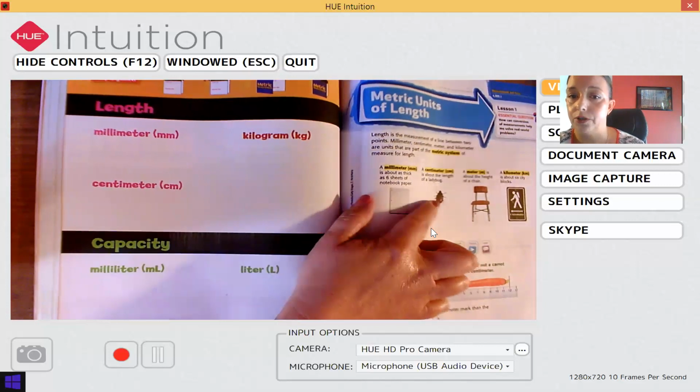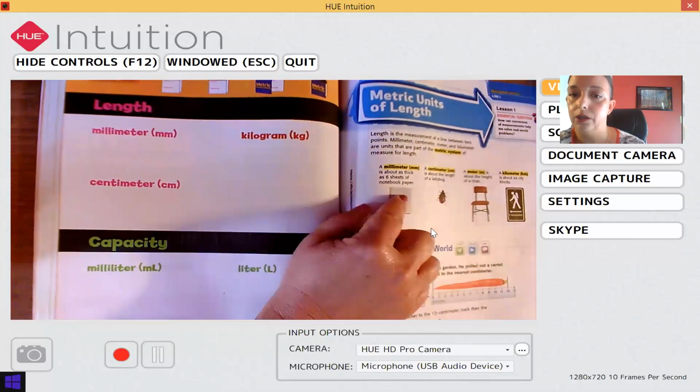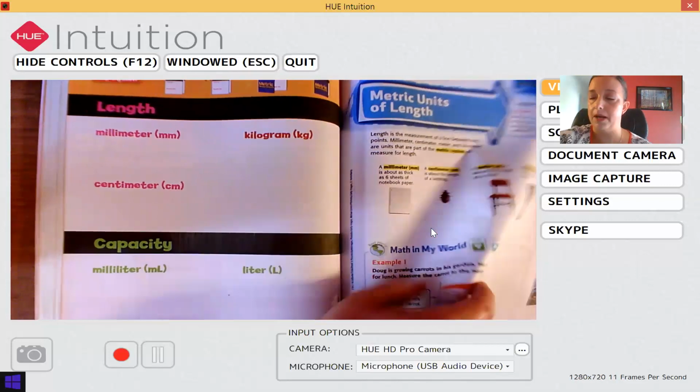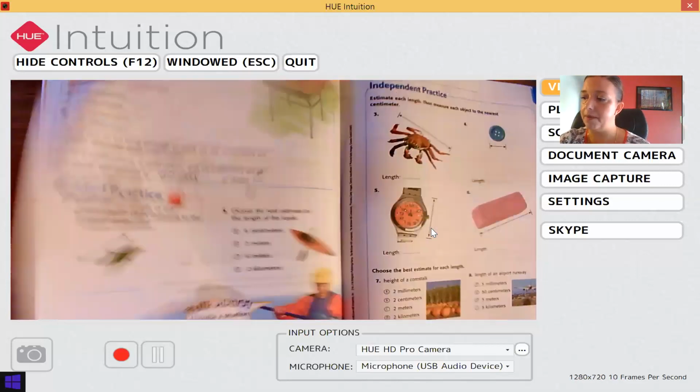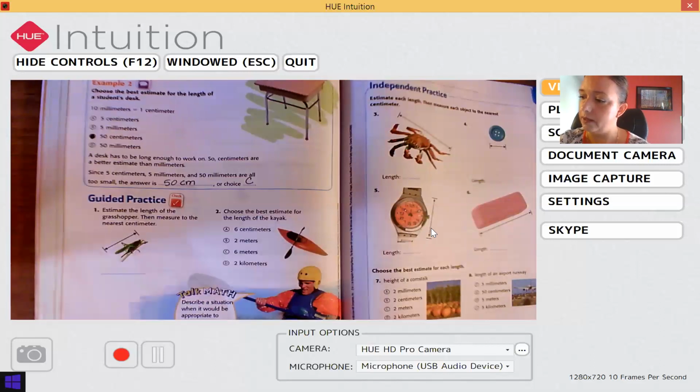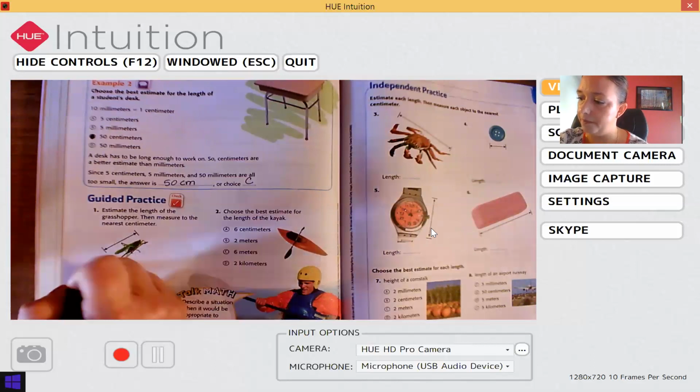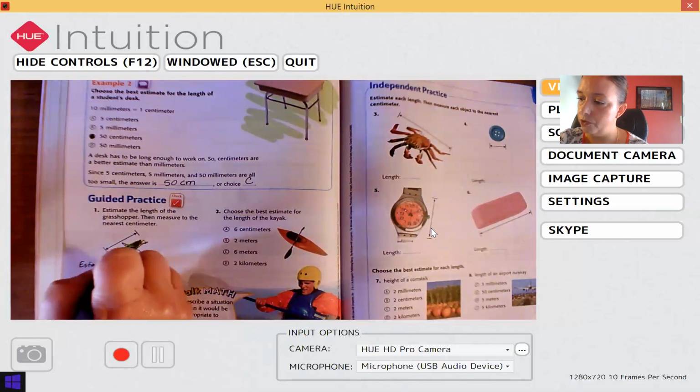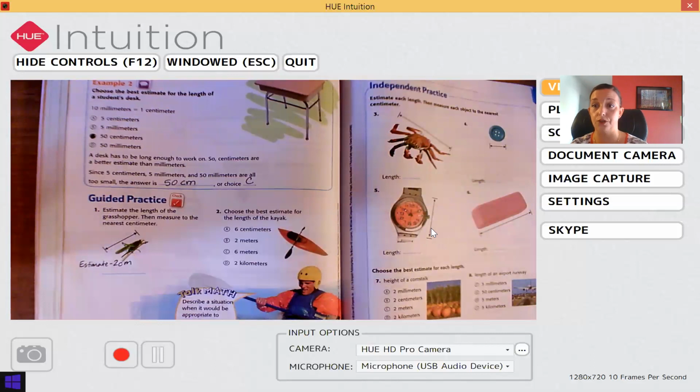I think millimeters are gonna be too small. So when I look at the ladybug there, I'm thinking about 2 ladybugs would be this length. So my estimate is 2 centimeters. Okay, so I'm gonna put estimate 2 centimeters. That's how many I think it is before I actually measure.